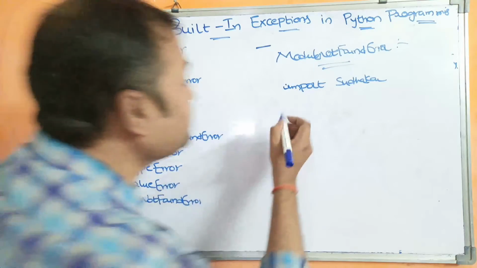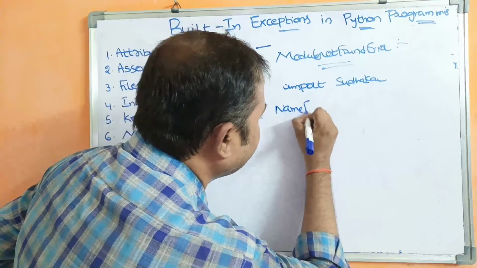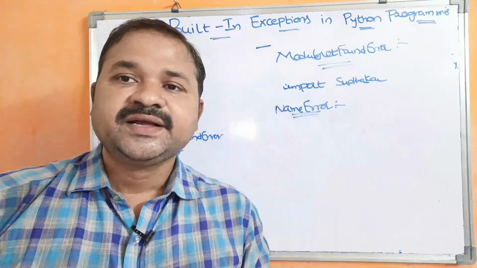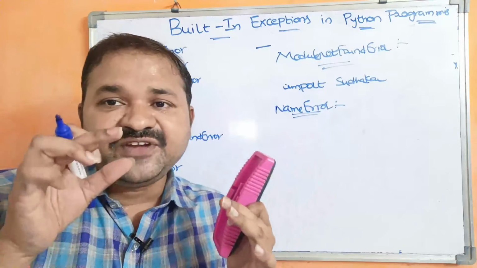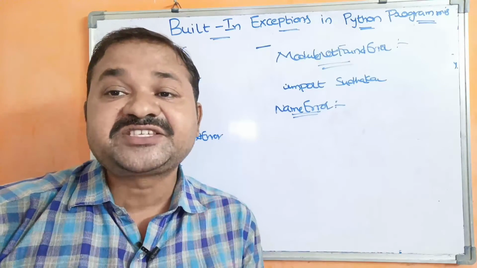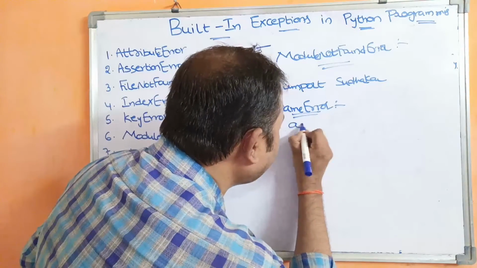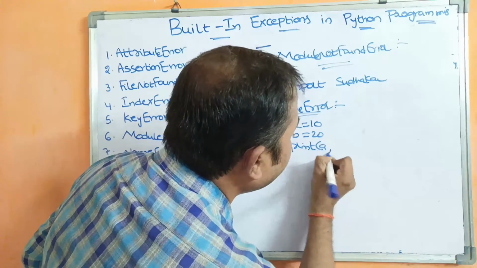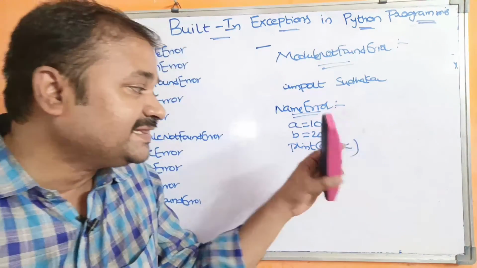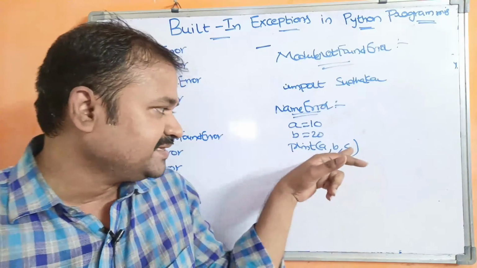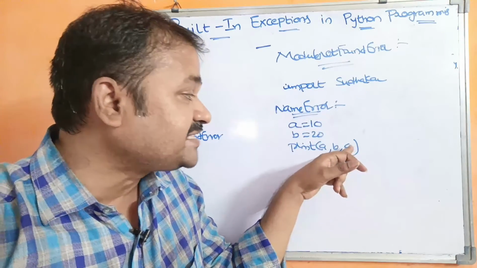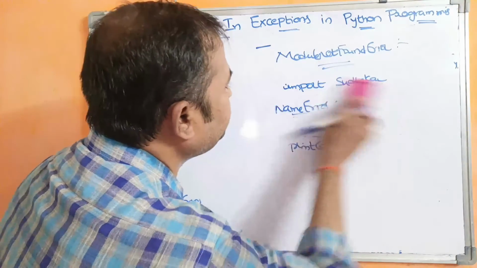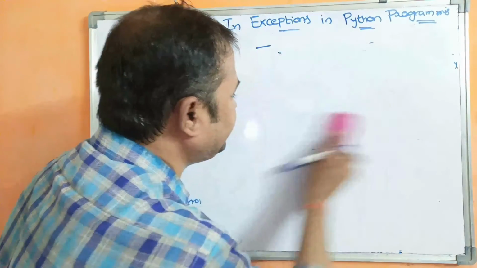And the next one is name error. Name means identifier. So this exception will be raised if we try to access an identifier which doesn't exist. Let's say we have two identifiers: A is equal to 10, B is equal to 20. Next, print of A comma B comma C. But this name C doesn't exist, yet we are trying to access it. So that's why the Python interpreter will throw a name error exception. For that we have to handle the exception using try and except.